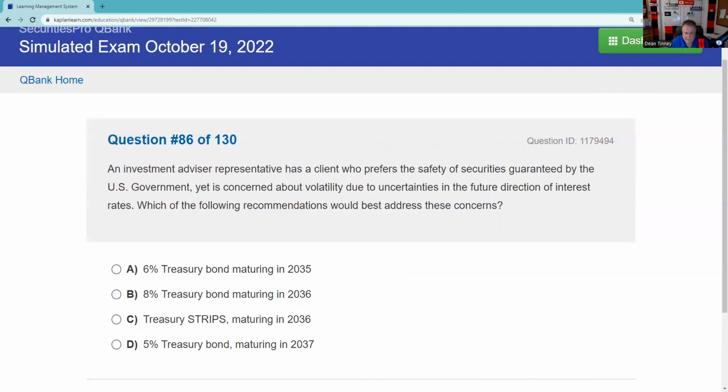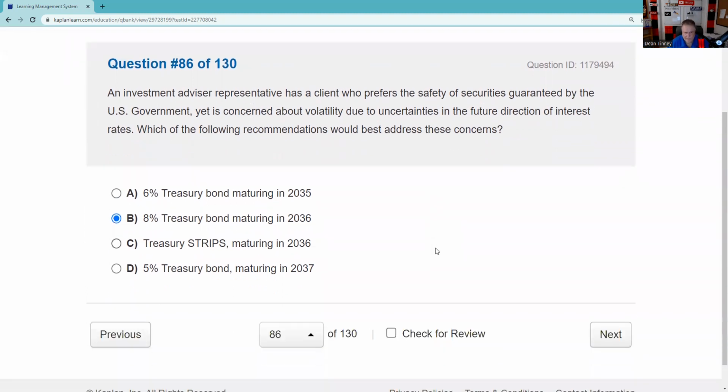So we're looking here. When an investment advisor represents a client who prefers safety of securities and is concerned about volatility due to uncertainty, which would best address it? So we should be able to get rid of the strip, right? The strip, because that has no income stream, so it'll be more volatile. So C is out. We know that the income should act as a stabilizer on the price. So again, the lowest coupon down is going further. So it's the opposite. So I'm going to want the bond with the highest coupon, because that'll be more stable than the others. The lower coupons are going to be more volatile.